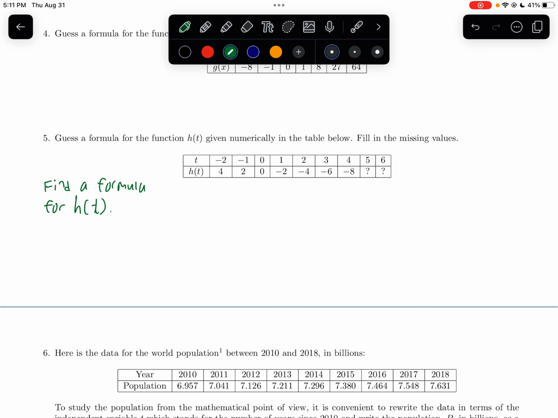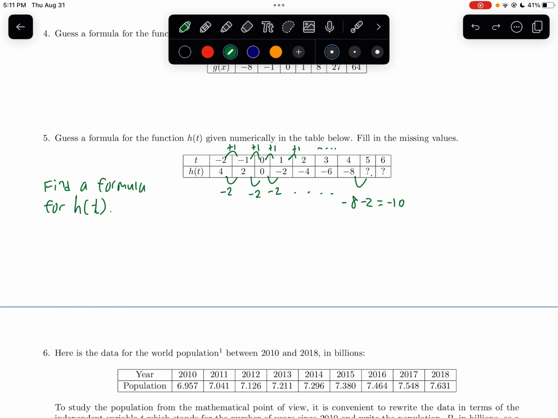And we can do that first by noting that your input values for t are always going up by 1. So the difference from -2 to -1, you add 1, -1 to 0, you add 1, and so on. And your corresponding output values decrease by 2. So 4 to 2, 2 to 0, you subtract 2, and that would continue all the way down. Now, if we expect that pattern to continue, this would mean that the next value, you would do -8 minus 2, because that's the pattern we observed, and that would be -10.